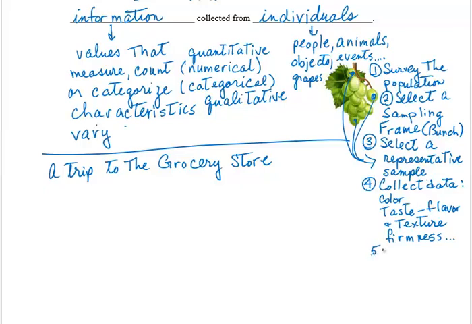And finally, the fifth step, she reached a conclusion. She made a decision based on the data that she had collected. And her decision was to buy or not to buy. That is the question.